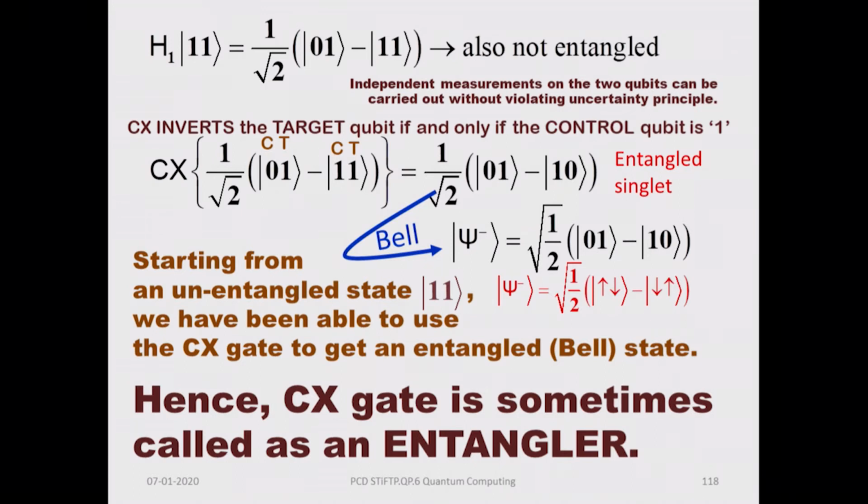So the control NOT gate is the MVP, the most valuable player in this. Of course, you have used the Hadamard, but the most valuable player in this game is the control NOT. So the control NOT is called the entangler for this reason. It has done it, it has taken some help from the Hadamard, right. So this is a term which is associated with the control NOT gate. It is sometimes called the entangler.